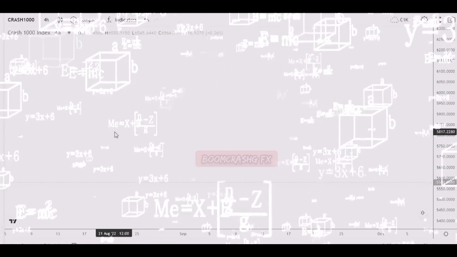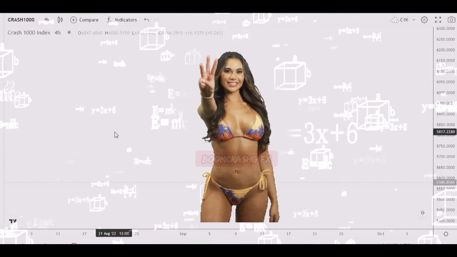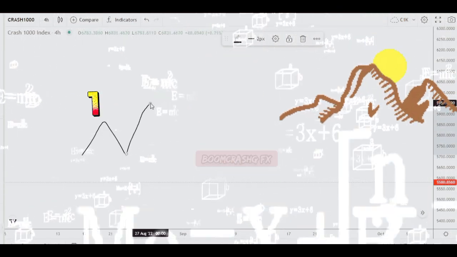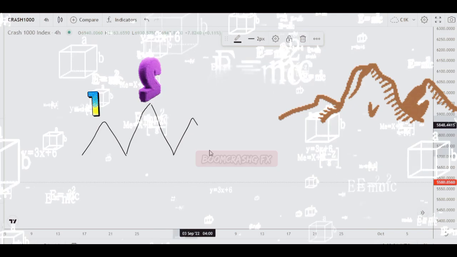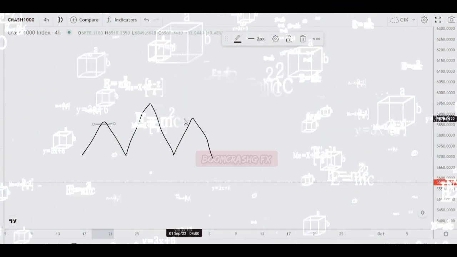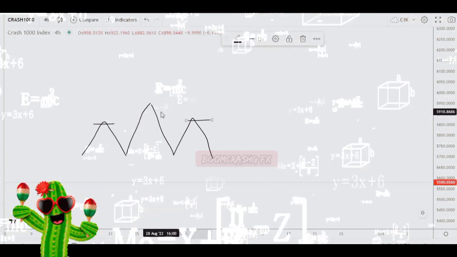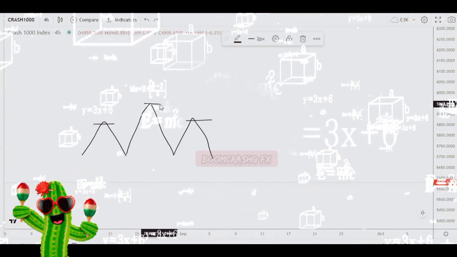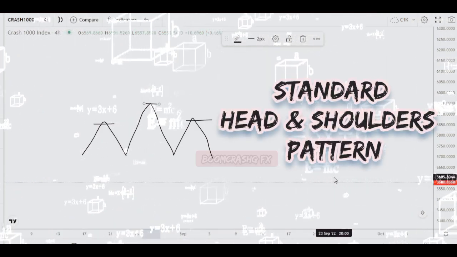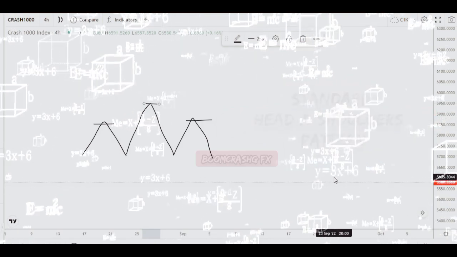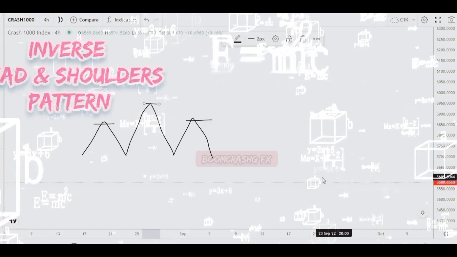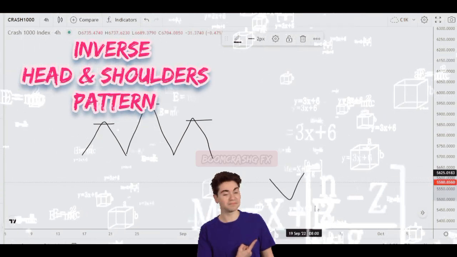It's telling us that this chart formation has 3 peaks, whereby we have the left peak, the middle peak, and the right peak. Two peaks are of the same height, both the left and the right, with one in the middle, which is the highest of all, which is termed the standard head and shoulder pattern. And the other way around, we have the reversed head and shoulder pattern, which is called the inverse head and shoulder pattern, whereby we have it turned upside down.